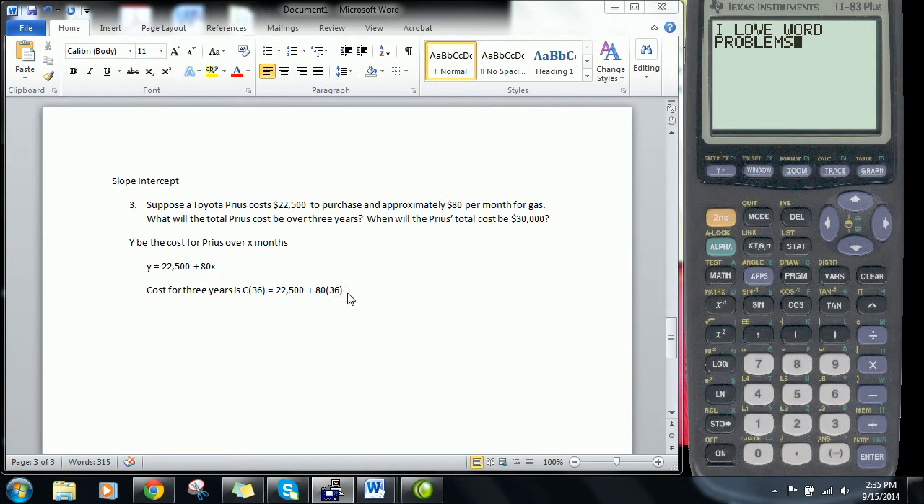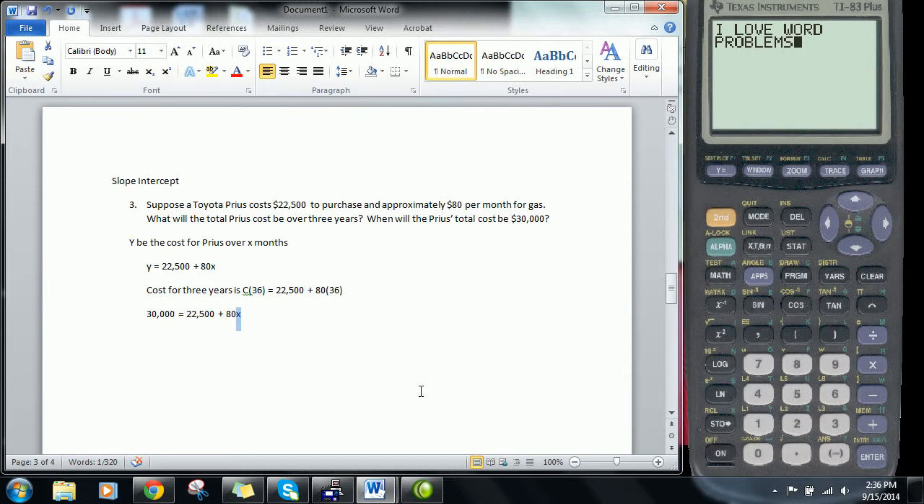Okay. Part B, when will the total Prius cost be $30,000? So now I'm going to plug $30,000 in, not for X but for Y. So 30,000 cost equals 22, the startup cost, plus $80 a month for how many months? And I can solve for X, or you can do that at home.